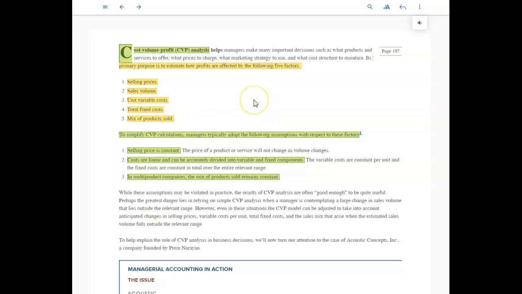So to simplify these CVP calculations that we're going to go through, and we have several to go through, we're going to have various assumptions here. We're going to assume that the selling price is constant. We also are going to assume that costs are linear and can be accurately divided into variable and fixed components. The last one, don't worry about too much. It does talk about multi-product companies and the sales mix of the products will be the same. That's fine. But we're not going to worry about this too much, just as we're not going to worry about number 5 up here, the mix of products sold.